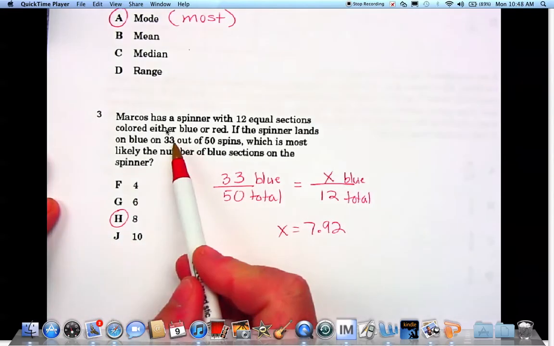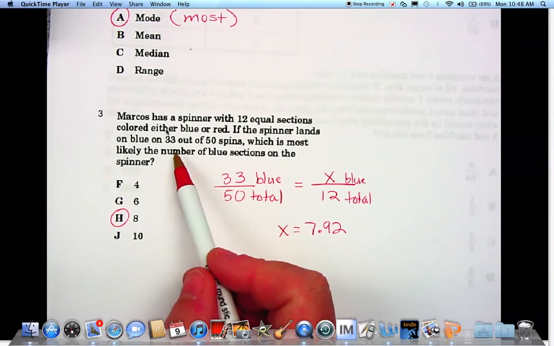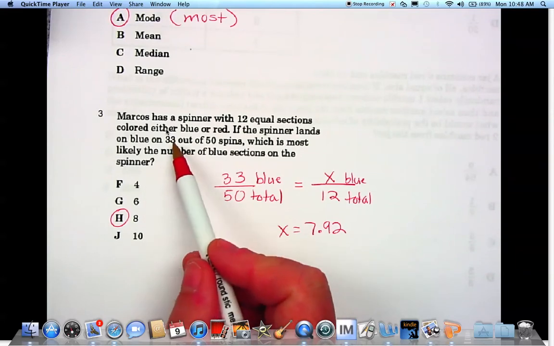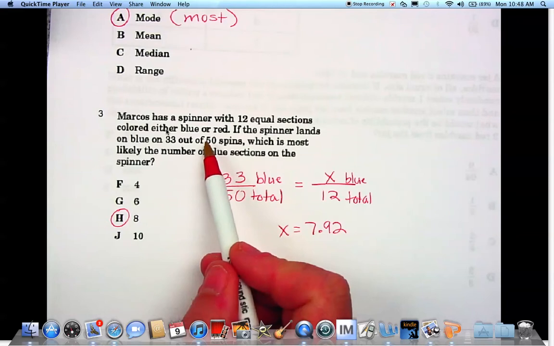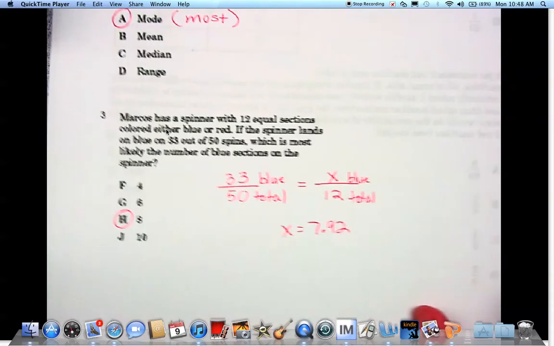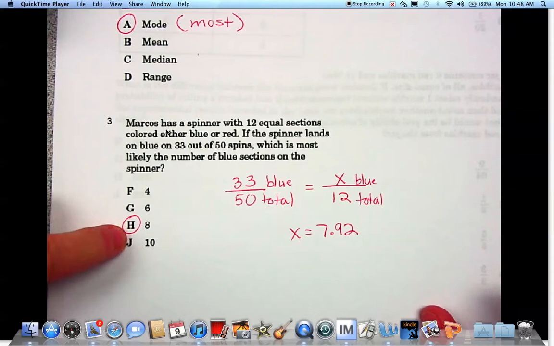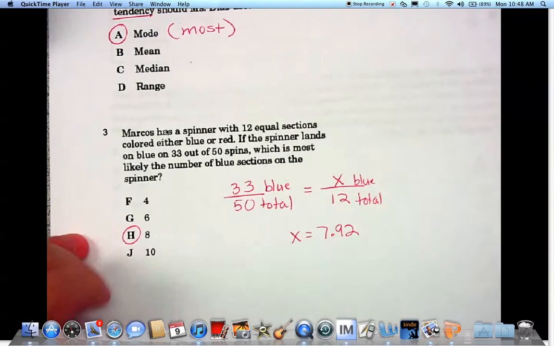Okay, and we knew it couldn't be 4 or 6. Why? Because that's too little. Yeah, because it's less than half, isn't it? The 33 out of 50 is a little bit more than half. What's half of 50? 25. So it'd have to be more than half, and 6 is half, and 4 is too small. Okay. 10's too big. But you still would need to check those two, the 8 and the 10, to make sure which one's right.